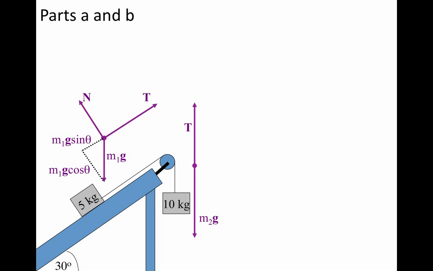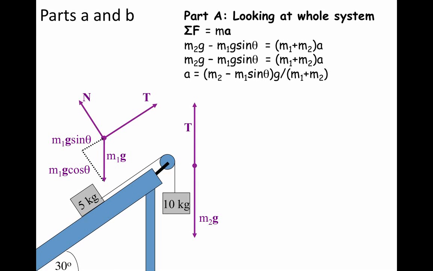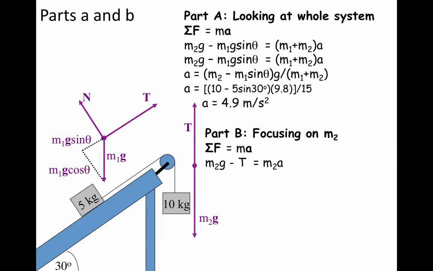If we want to look at this one, the only thing that's different is you get a positive answer, which means it's going to the right. So the 10 kilogram block is falling and the 5 kilogram block is being dragged uphill. You could look at the 5 kilogram block if you wanted, but the hanging one's usually easier. In this case, the tension is negative because the thing's accelerating. The 10 kilogram block is accelerating down, so the tension is up. So it's the opposite direction of the acceleration.